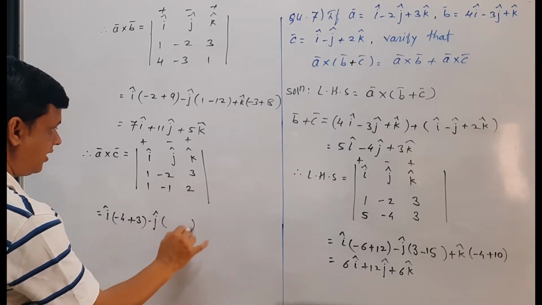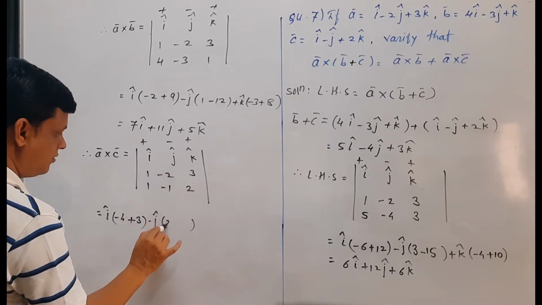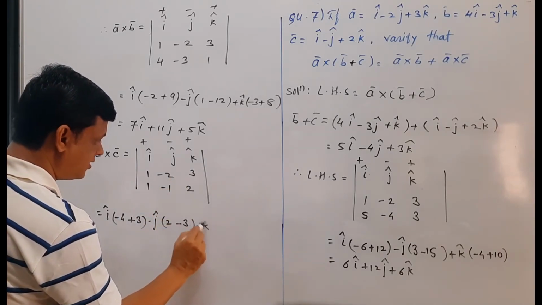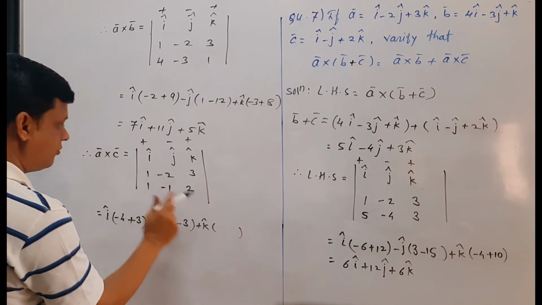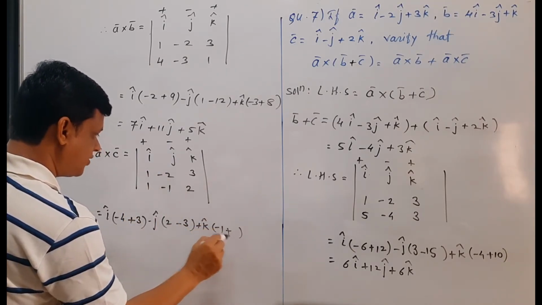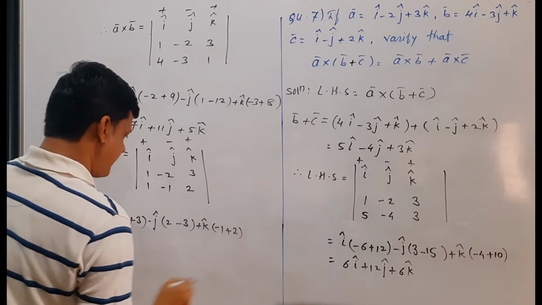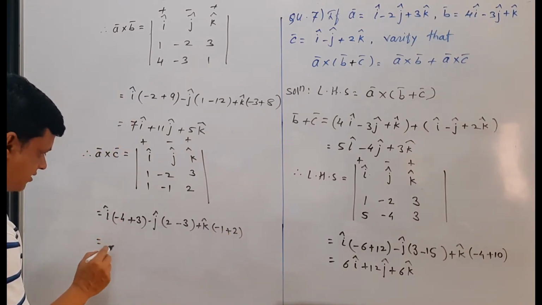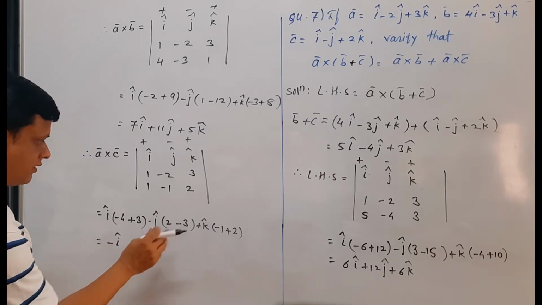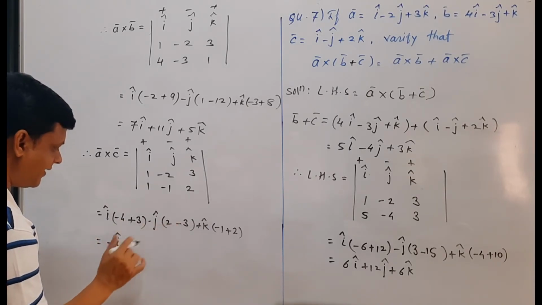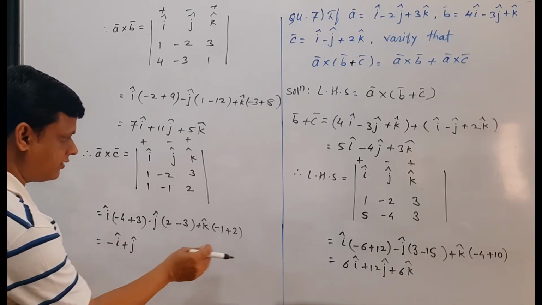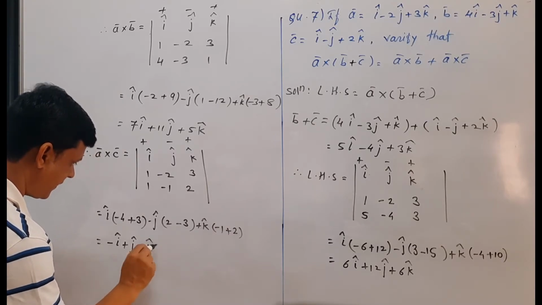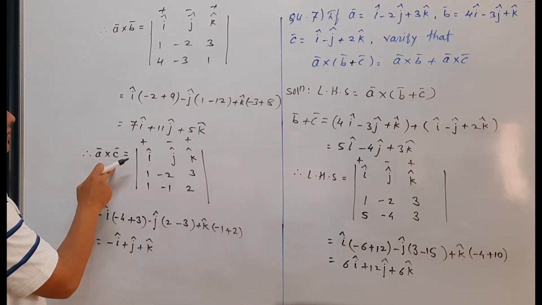Then minus j in bracket 1 into 2 is 2 minus 1 into 3 is 3. Then plus k cap in bracket 1 into minus 1 is minus 1, minus minus plus 1 into 2 is 2. So write the value: minus 4 plus 3, which is minus 1, so we write minus i. 2 minus 3 is minus 1, minus minus plus j. Then minus 1 plus 2 is 1, so we write here 1k. This is the value of a bar cross c bar.